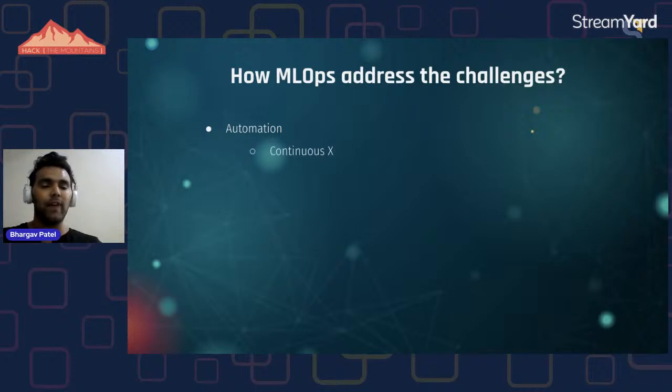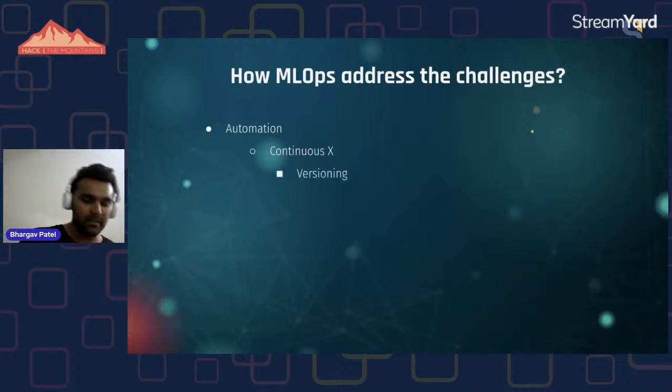Continuous X. Why continuous X? Those who know DevOps know something called continuous integration, continuous development, CI/CD. But in MLOps, two other things are added: continuous training and continuous monitoring. These four things have to go hand in hand and in an automatic fashion to take care of the pipeline without any kind of human intervention. This is what a good MLOps pipeline can do.